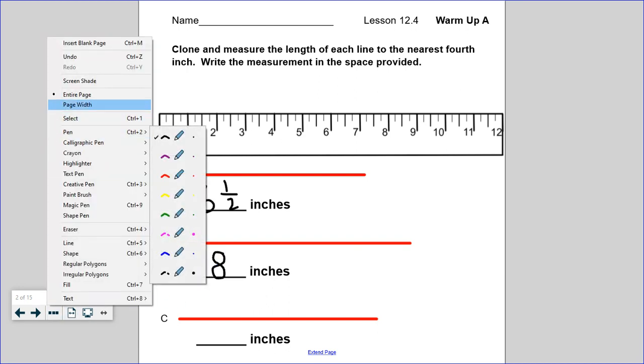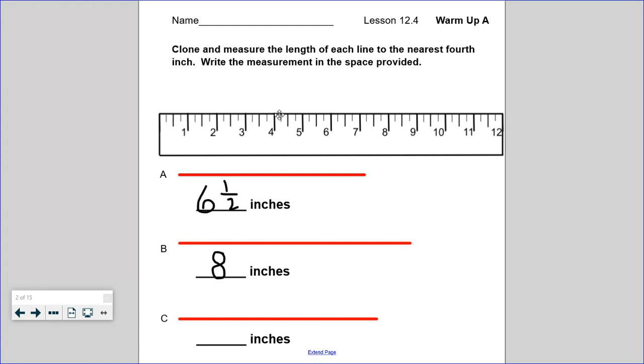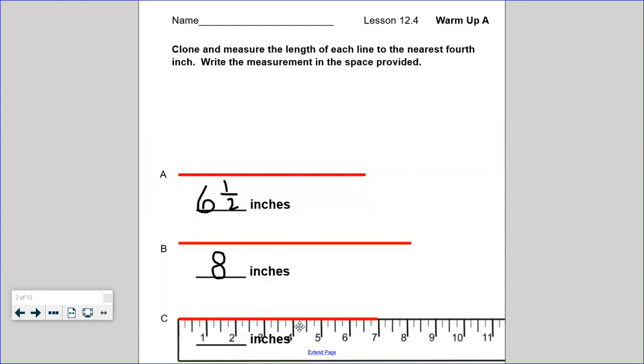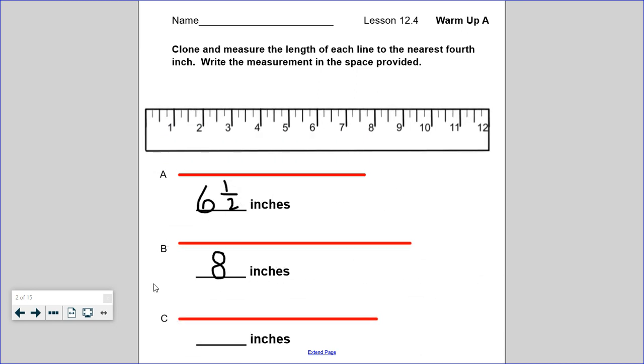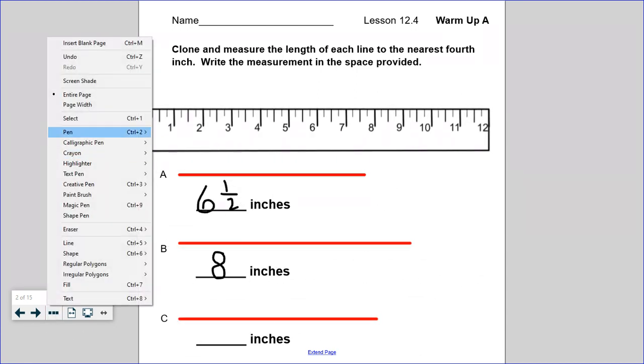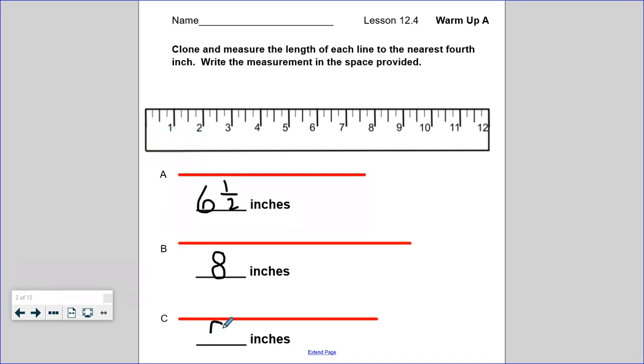Okay, let's do this bottom line here. Switch my tool. Okay, I'm going to line it up with the 0. There we go. Let's see. 1, 2, 3, 4, 5, 6. And it's kind of in between 6 3/4 and 7. What do you think? I actually think it's a little closer to 7 inches. So I'm going to say that this one is 7 inches long.